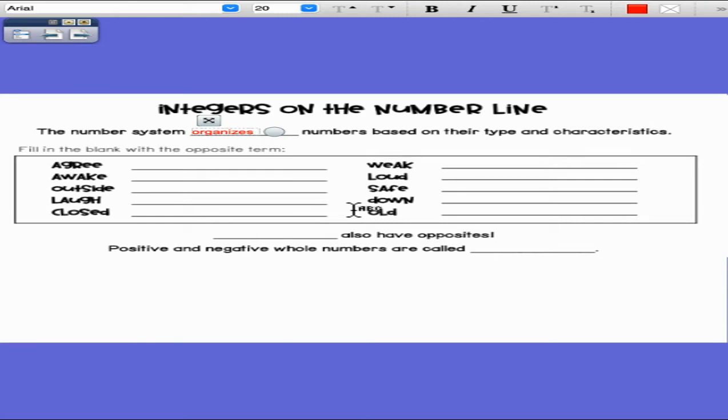So in English class, when they ask you to find an opposite, we call it an antonym. In math, we just say the opposite. So I want you to fill in the blank with opposite terms. Go ahead and pause the video for a second and see if you can get them all correct. Okay, so let's try. The opposite of agree is, I hope you got disagree.